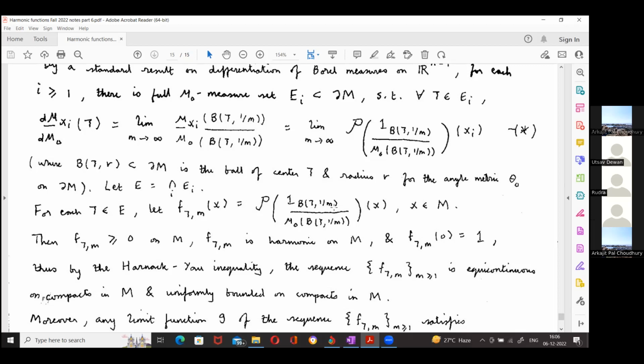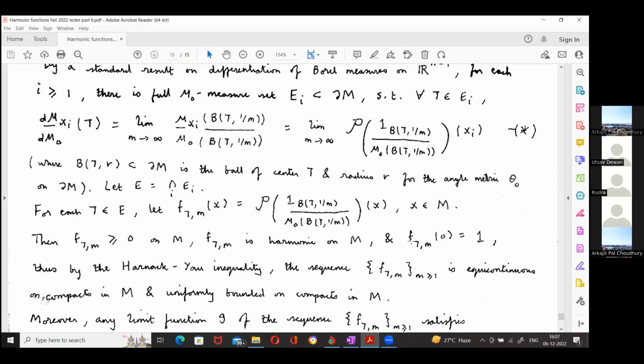So this Poisson transform, one can show, that's not hard to show, is a harmonic function of x. And so this is non-negative, harmonic, and its value at the origin at 0 is equal to 1, right? If I put x equal to 0, then this becomes just mu 0 divided by mu 0. So this becomes 1.